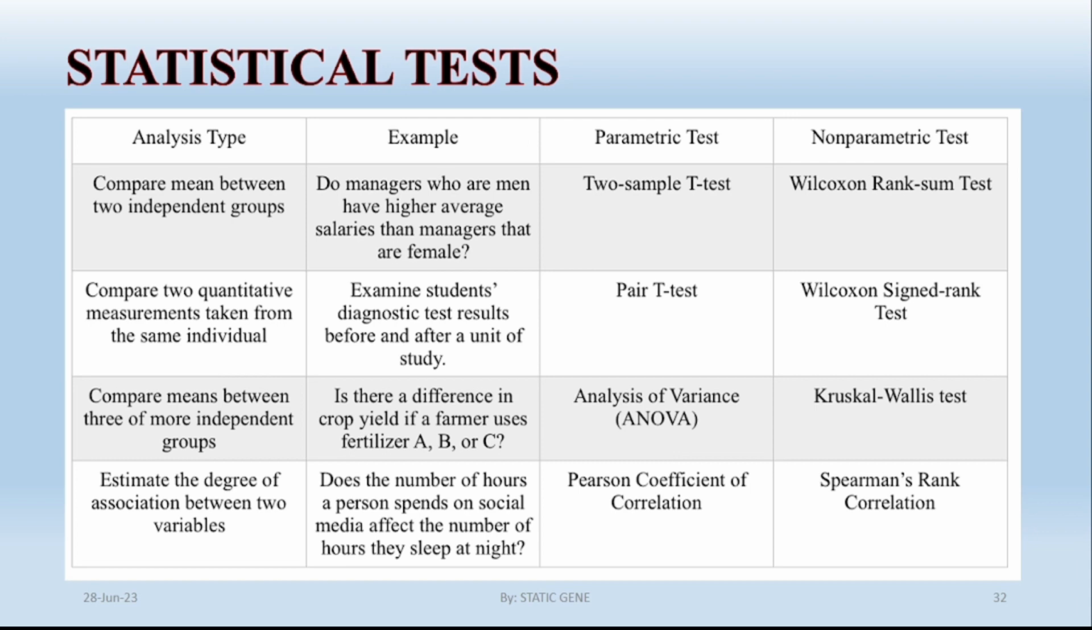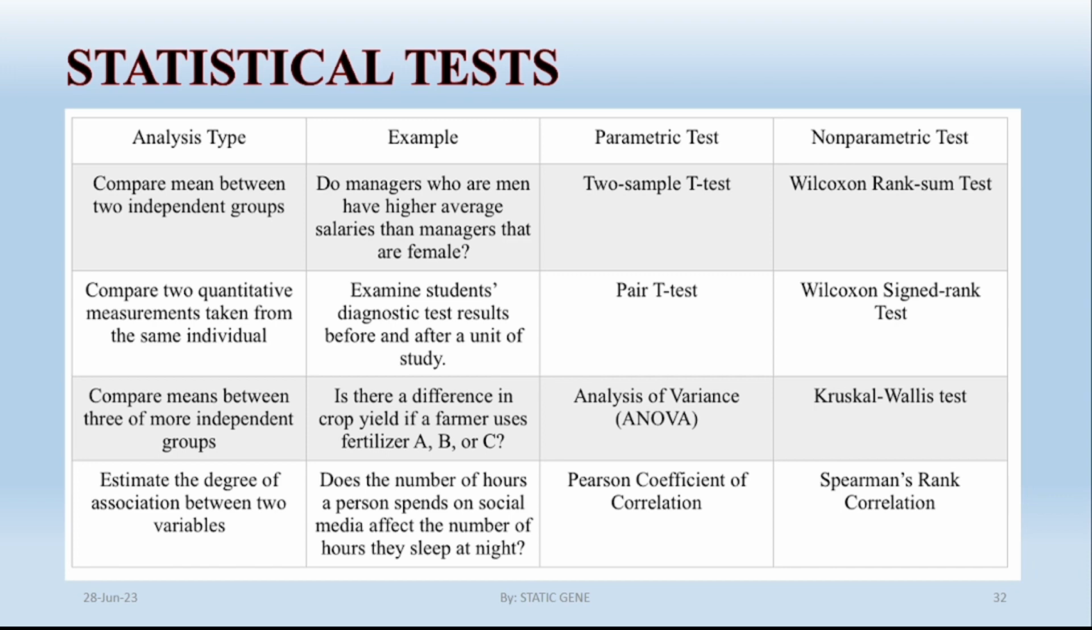Now, if you want to compare means between two independent groups, for example, if your research question is, do managers who are men have higher average salaries than managers that are female? Those are independent groups. If the data set is parametric, let's say normally distributed, and all those assumptions are made, then you would do a two-sample t-test. If the data collected did not meet the assumptions for a parametric test, then you'd do a non-parametric test for two samples, and that would be the Wilcoxon rank sum test.